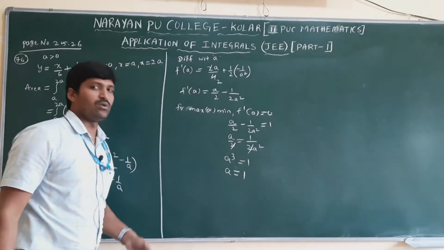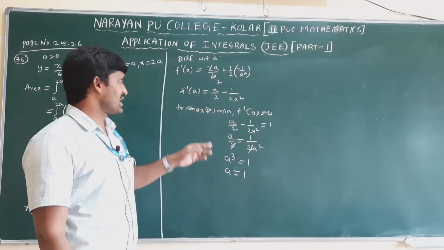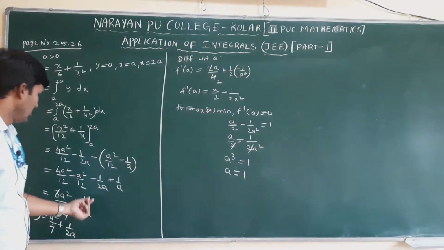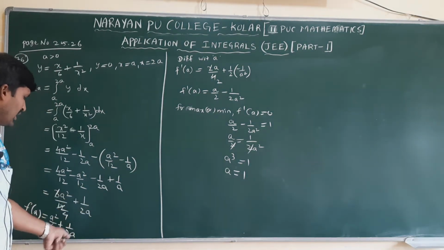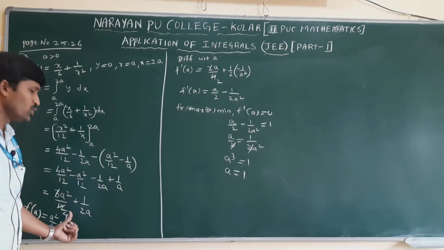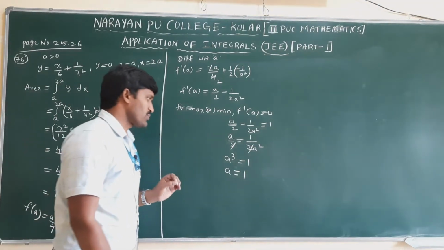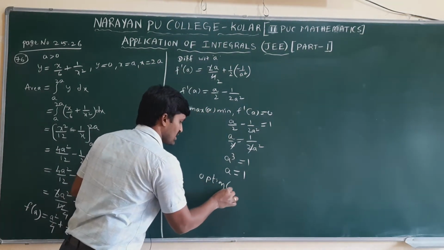A equals 1. They gave the third option, but the third option is wrong because they have not taken 2 here, but you get 2 in f of a only. In f of a they took 1 by a. How is it possible? Minus 1 by 2a plus 1 by a means 1 by 2a will get. So the given option is wrong. Now option D is the correct one. Change the option, they gave C.